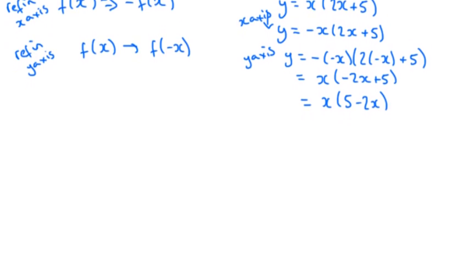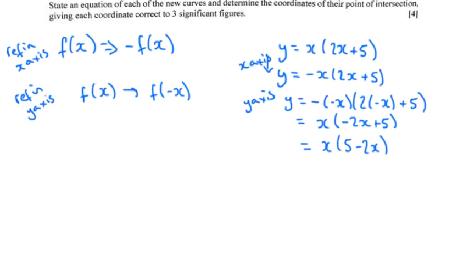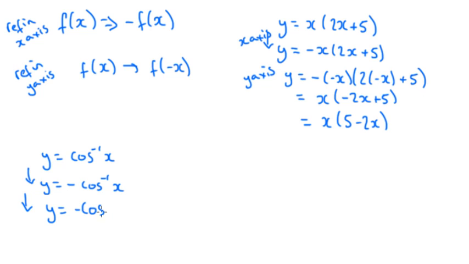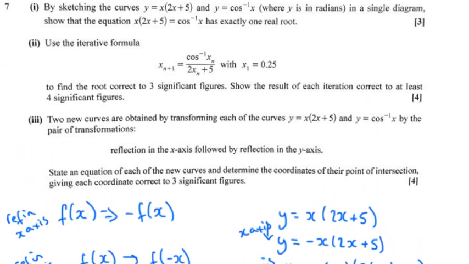The inverse cos function, so that was originally this, is going to go to the negative inverse cos function, but then the x again is going to go to negative x, so the negative inverse cos of negative x. So those are our two new graphs.